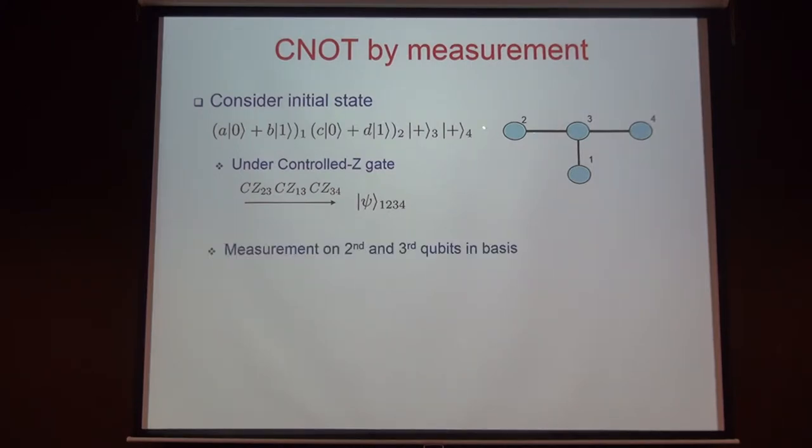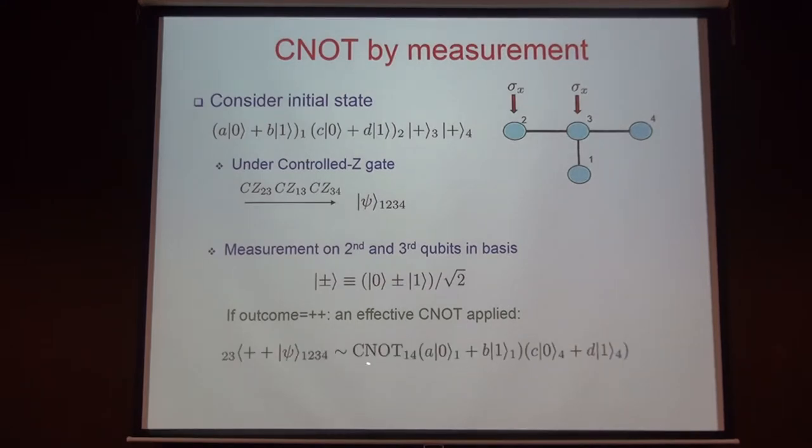Now I measure the second qubit and third qubit in the plus and minus basis. You can actually see that it doesn't matter what the outcome is. At the end, there is an effective control NOT operation on the first particle and the fourth particle. The first particle is my control. The fourth particle carries the information that was in the second particle, but teleported to the fourth particle, and on top of that, there is a control NOT gate.